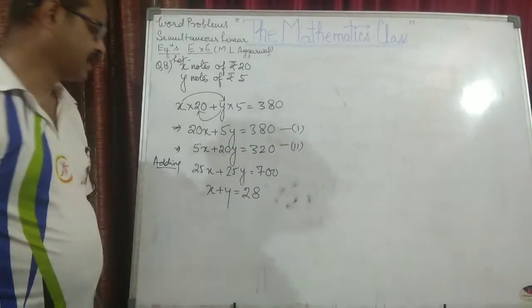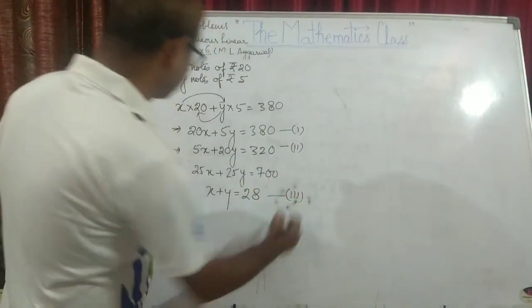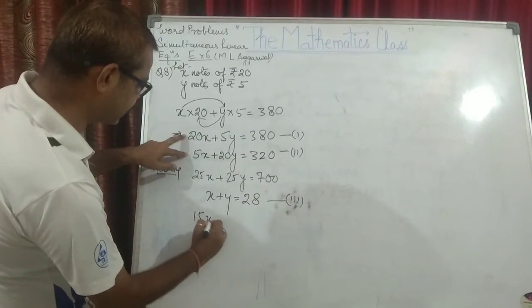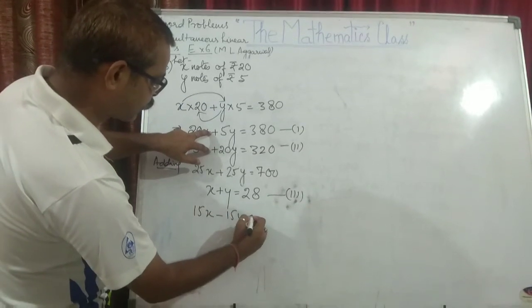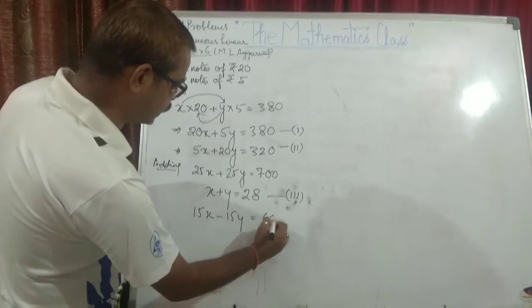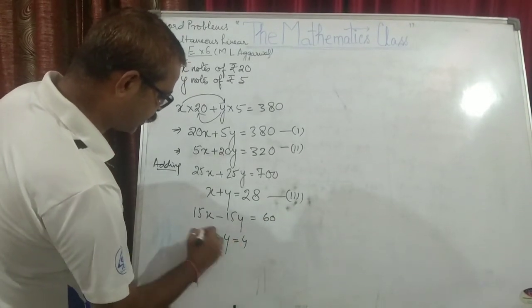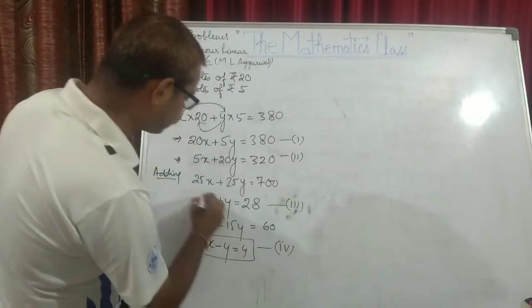Now this is your equation number 3. Now we are subtracting. So 20 minus 5 is 15x, 5 minus 20 is minus 15y, equal to 60. Again dividing by 15, x minus y is equal to 4. This is your equation number 4.